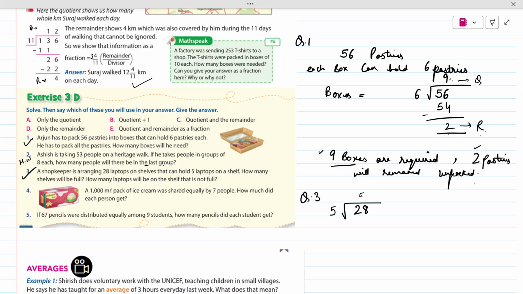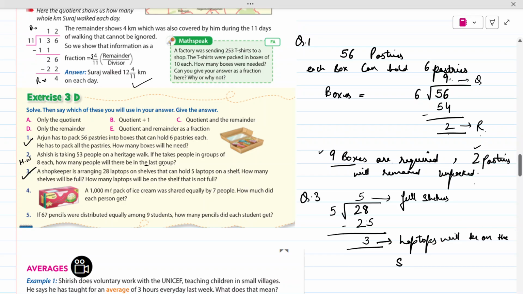So when we do this, we get 5 into 5, 25 here. 8 minus 5 is 3. So that means 5 full shelves will be there. And how many laptops will be on the shelf that is not full? 3 laptops will be on the shelf that is not full. Okay, so this is how we have to solve these questions, kids.